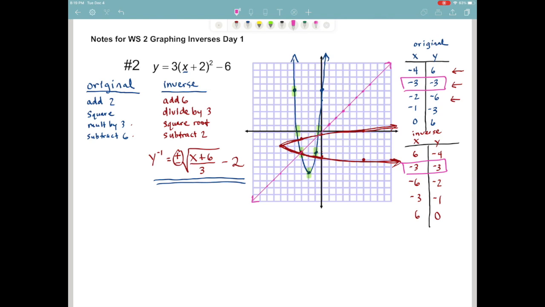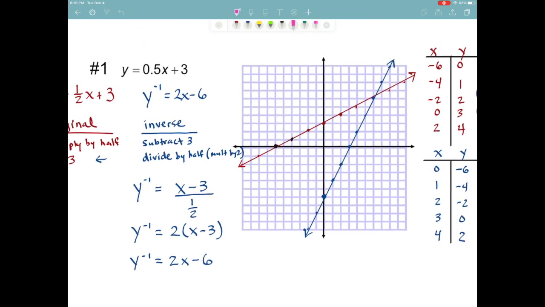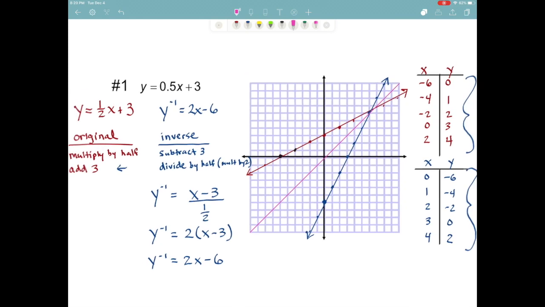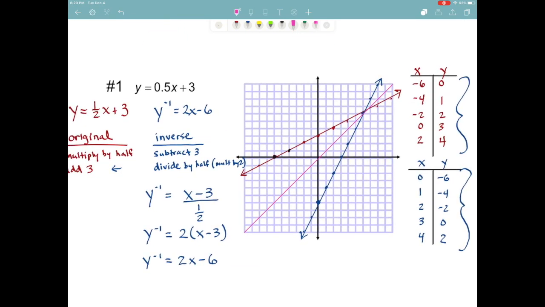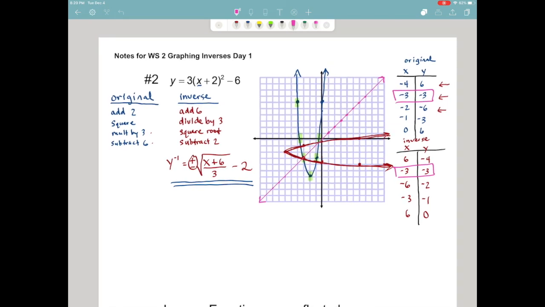If we look back at our previous graph from the last problem, notice this one will also have a line of symmetry that runs along the line y equals x. This is an important characteristic, and we're going to talk about it more as we get into graphing more of these tomorrow. So this isn't the only day of graphing these, but this is something that we pointed out and discussed a little bit more in class.